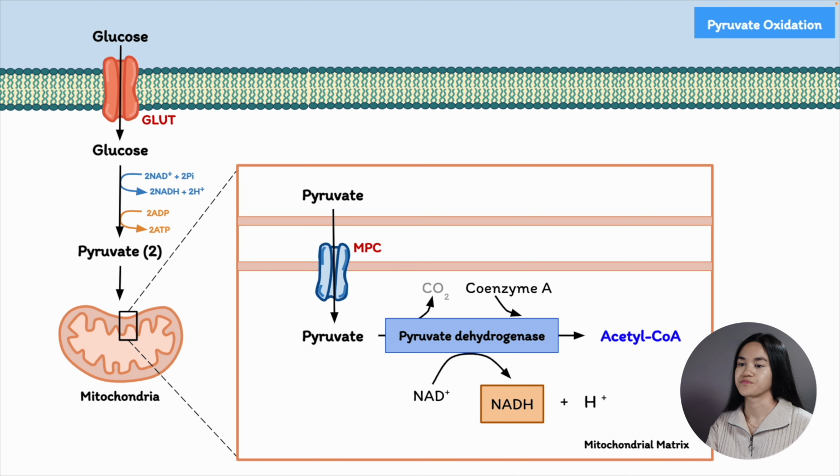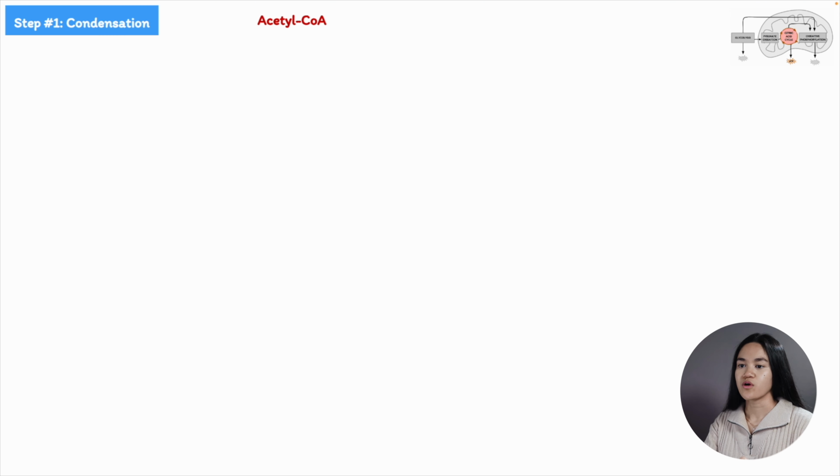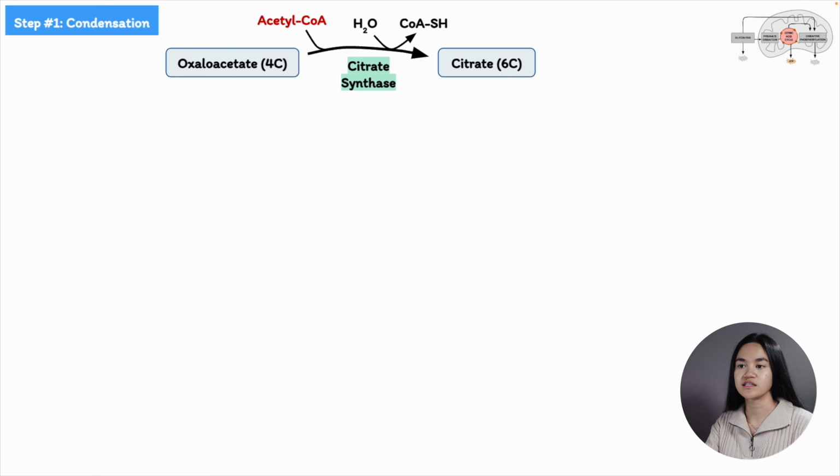Let's break this down. This occurs, like we mentioned before, in the mitochondrial matrix, and the citric acid cycle is also a major source of NADH and FADH2, which are, again, important electron carriers that will transport their electrons to the electron transport chain. We're going to start with acetyl-CoA, which condenses with oxaloacetate to produce citrate. This is catalyzed by citrate synthase.